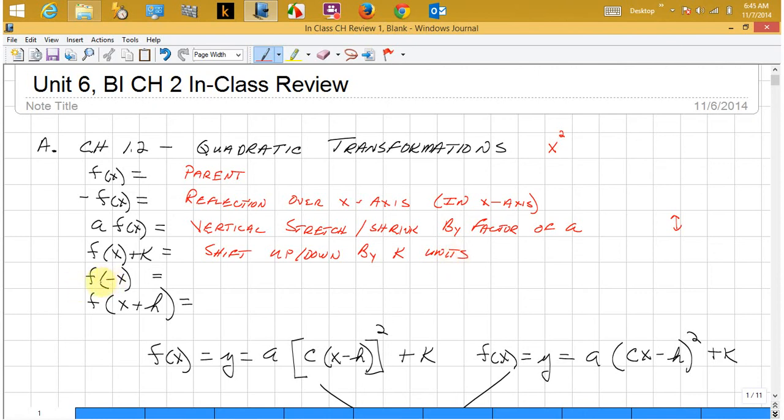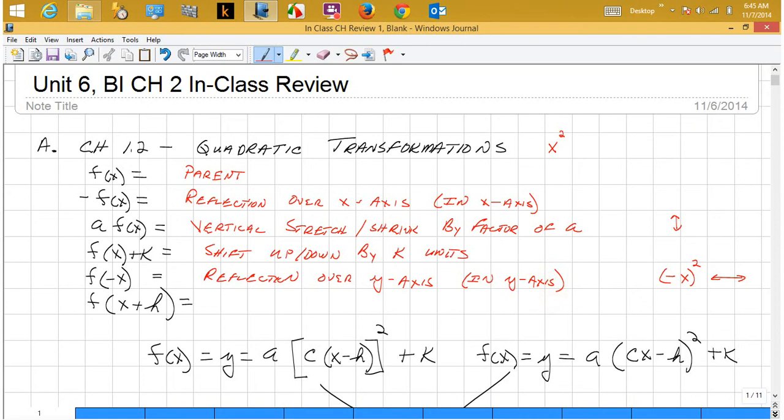This here has a negative inside, it's affecting the x, so that would be a situation where you would see that the negative is inside the squaring like that, and that would be horizontal because x is a horizontal movement. So this would be a reflection horizontally, which would go across the y-axis. So this is a reflection over the y-axis. And again, your book would say something like in the y-axis.